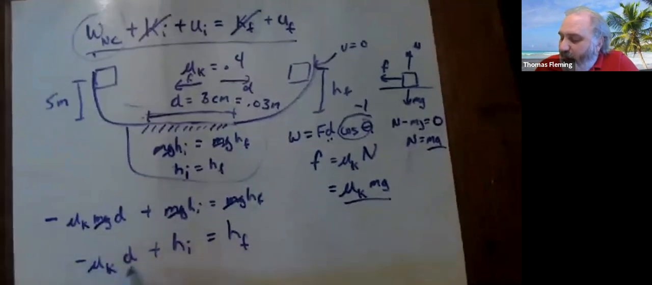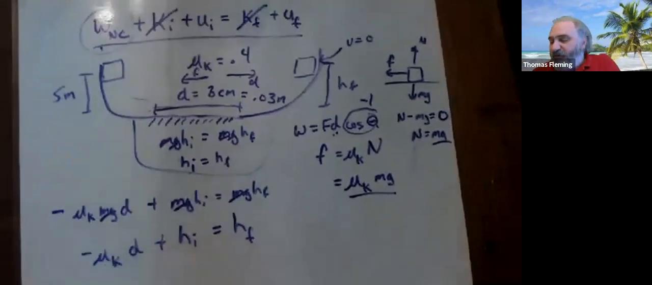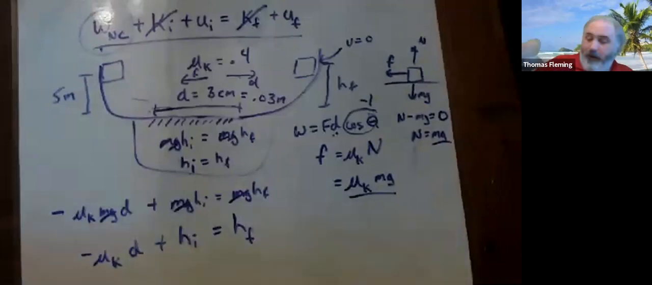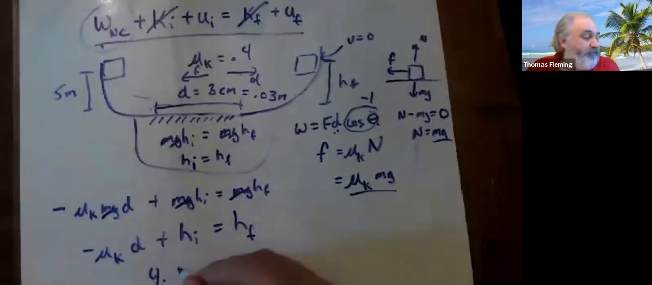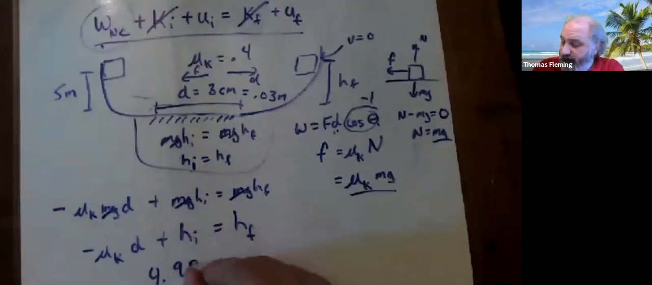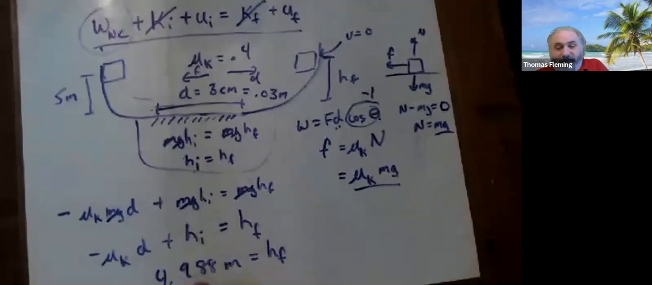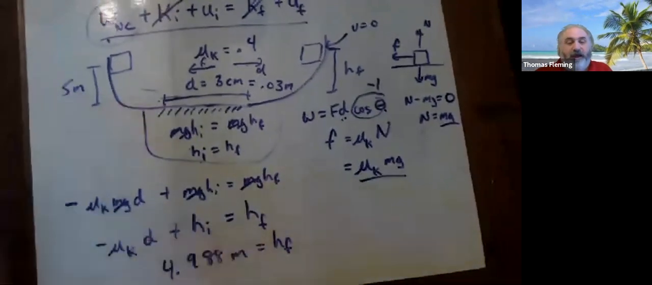So this is how much less height I'm going to get because this is related to how much energy the friction takes away. So if I started off at a height of 5 meters and 0.4 times 0.03, it's going to go up to a height of 4.988 meters, which, as we expected, is a little bit less than what we started at.